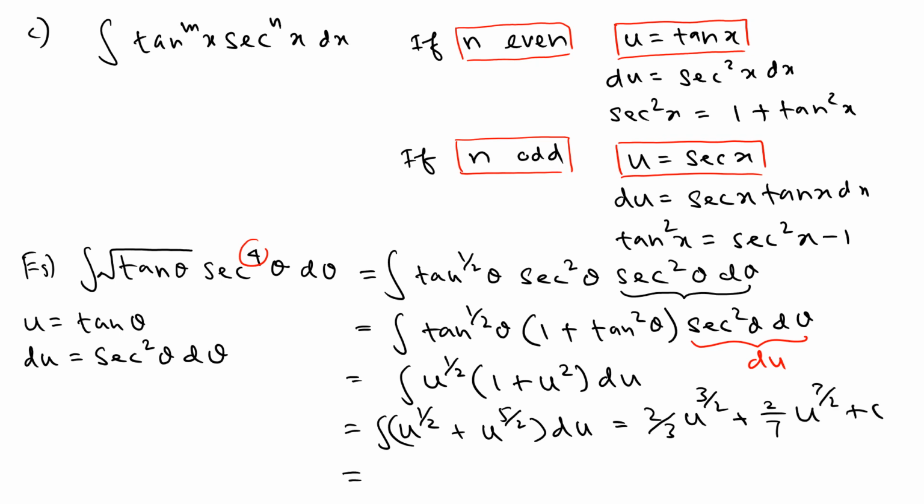Now you put u back in. So this is 2/3 tan to the 3/2 theta plus 2/7 tan to the 7/2 theta plus c. That's what you get for that problem. You can see it works very well. The only thing we worry about is that secant should have an even power, and we write everything else using tangent and then substitute. That's the idea, and it works for a large class of problems.